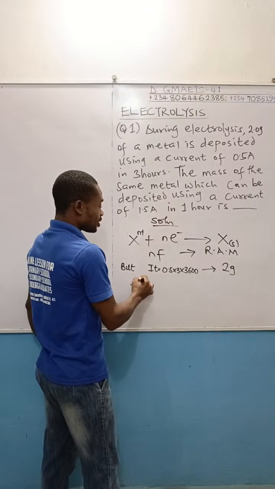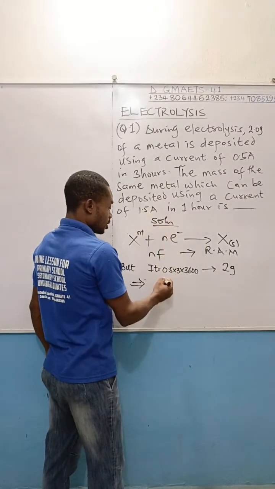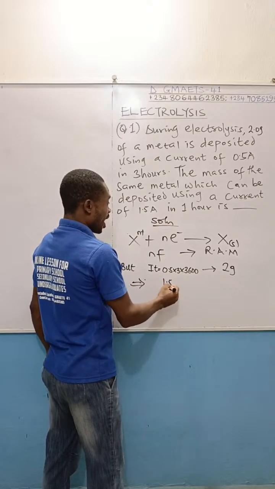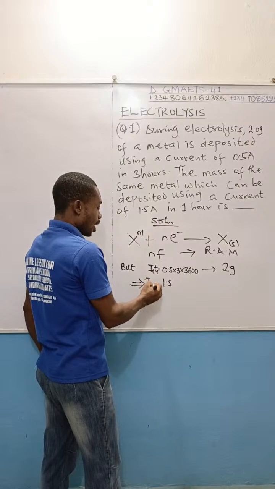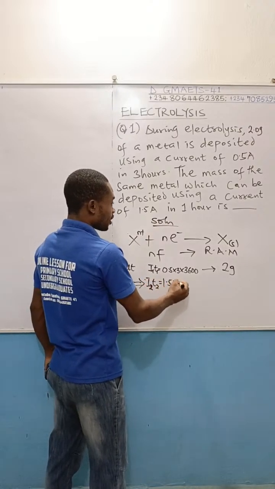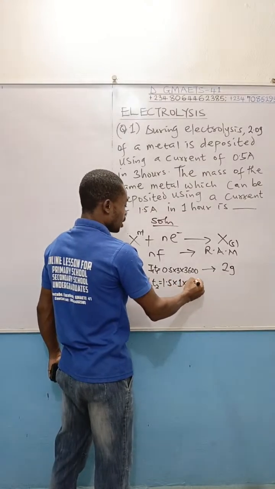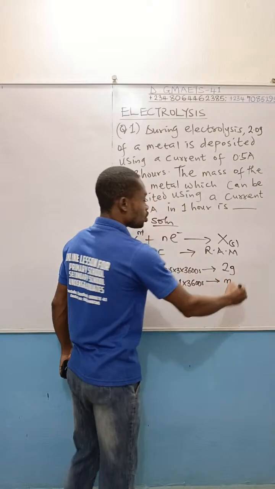So it implies that this quantity of electricity, which is this times this, 0.5 times 3, another IT, let this be I1T1. Then the next, I2T2, which is 1.5 times 1 hour. 1 hour is 1 times 3,600 seconds. It will deposit which mass? You don't know.